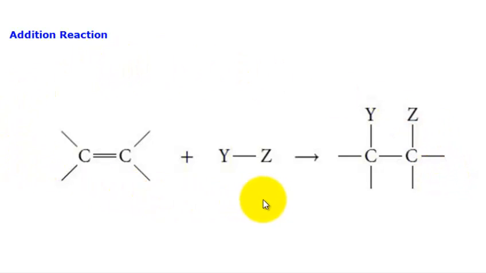This is a general equation of an addition reaction. As you can see, two reactants combine to produce a single product. Note that one of the reactants is an alkene and the product has all single bonds.